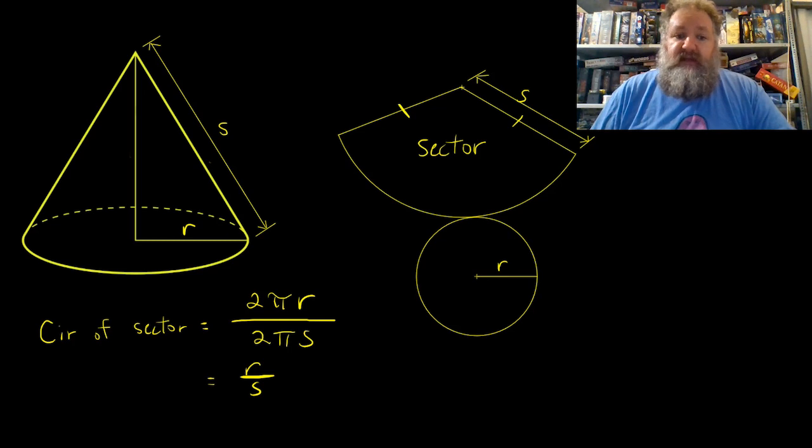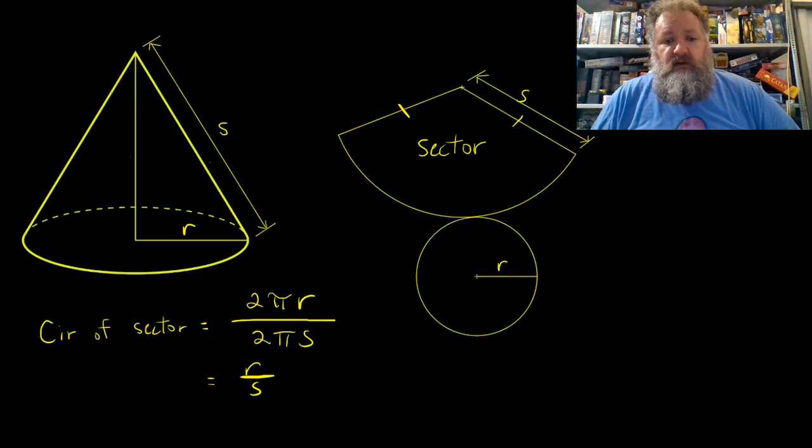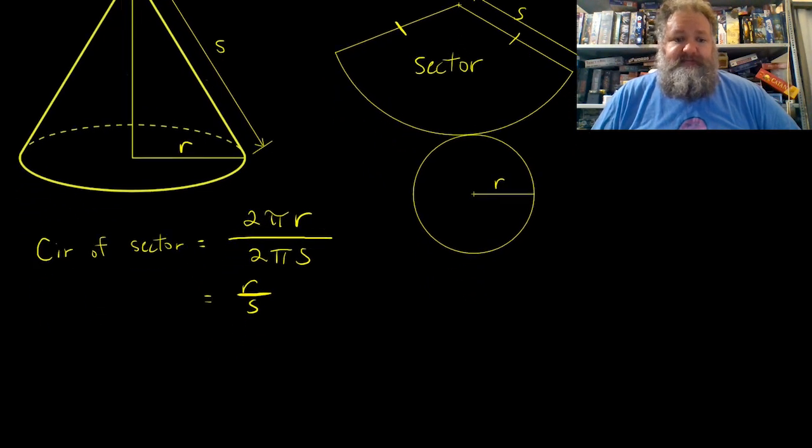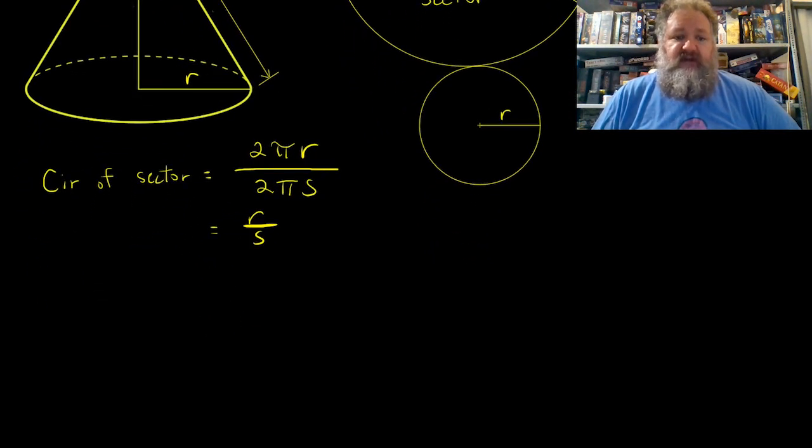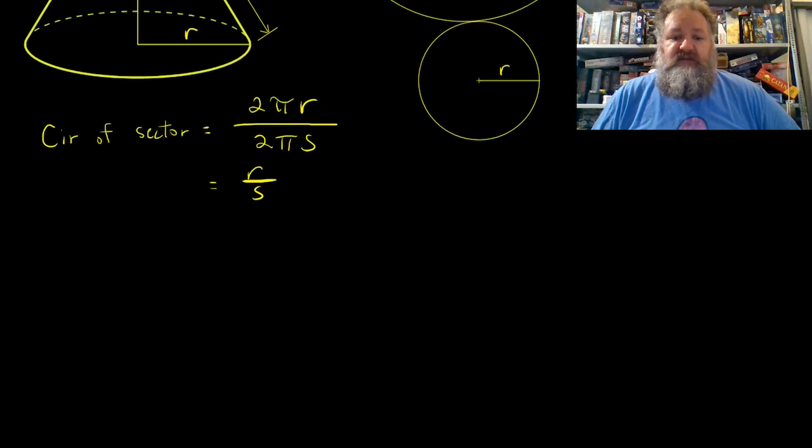So we can then cancel out the pi and the r, the 2 and the pi on both the top and the bottom, and we get that the circumference of the sector is really equal to the radius of the small circle divided by the sector of the large one. Okay, so what do we do with that then? Well, we can then apply this and figure out the area of the sector.